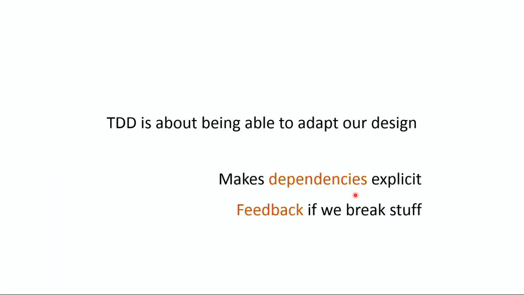So, to me, test-driven development is about being able to adapt our designs, because it makes dependencies explicit. I think most of the time it's the dependencies that mess things up. It's the dependencies that force you to do monkey patching and stuff like that. And we have the added benefit of having feedback when we break stuff. So the assumption is that a testable design is adaptable. If we buy that assumption, then if it's hard to test, we might consider changing our design.